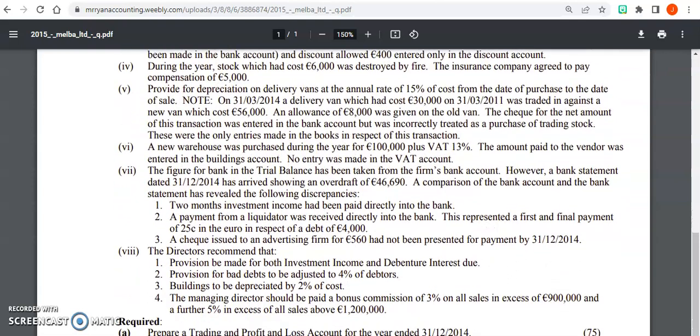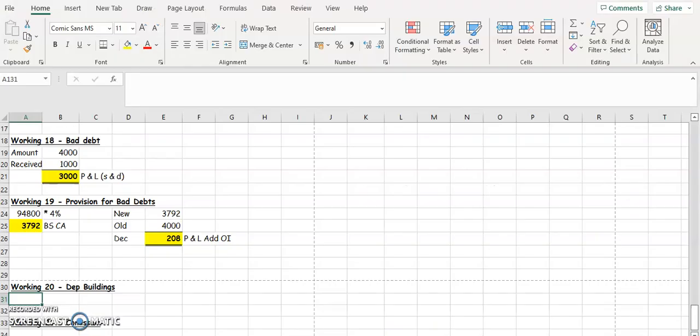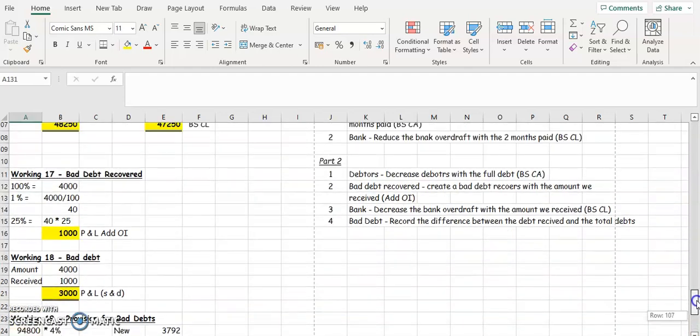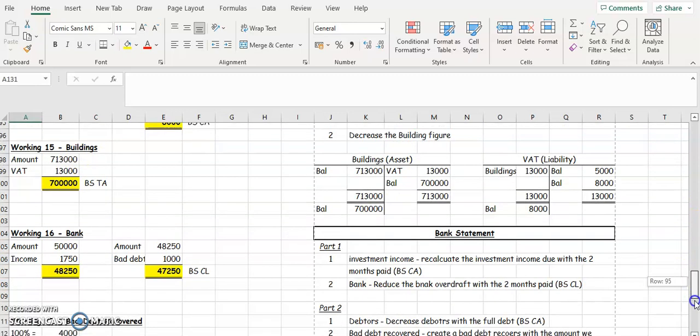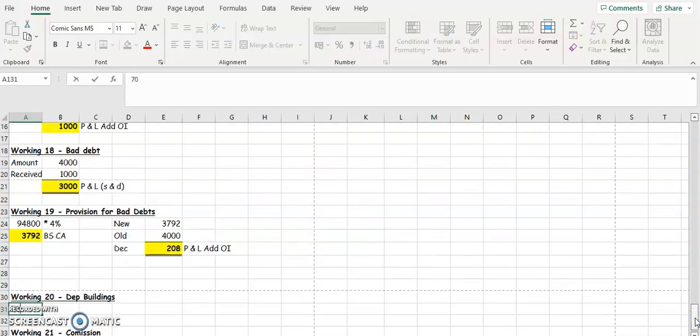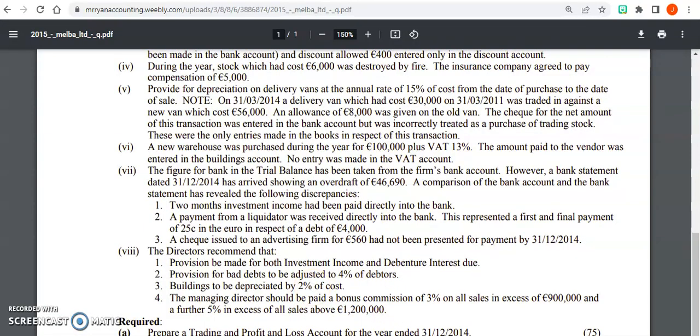The next one is doing your depreciation on buildings. So we're going to have a look and see what our new figure for buildings is. We'll scan back. So our buildings is 700,000. Remember, we had VAT as part of that. So your buildings is 700,000, and you're multiplying by the rate of depreciation from the question, which is 2%.